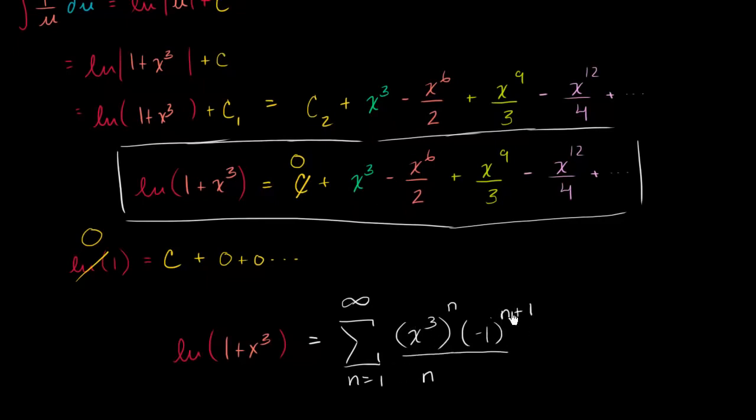When n is equal to 1, this thing just becomes 1. This is x to the third over 1. When n is equal to 2, this becomes negative, which it needs to be, and then this becomes x to the sixth, and we're over 2. And so there you go. We are done. I found that pretty satisfying.